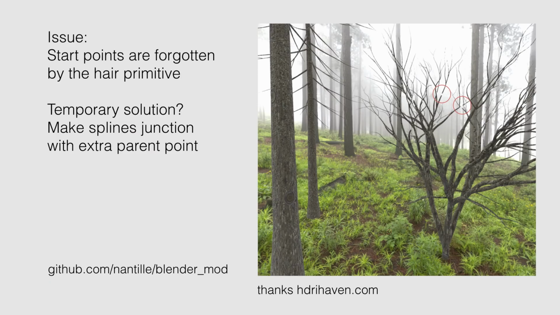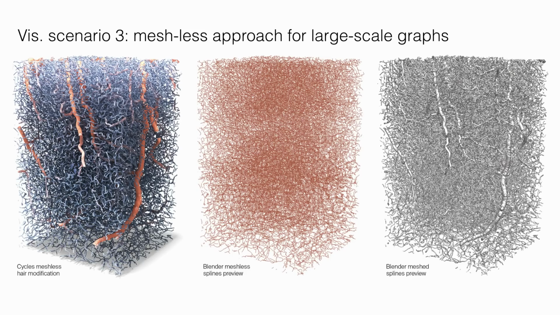I have to show that it's not perfect. When you give splines to Cycles and render them as hair, some bits are missing at the start. You can, again, find the solution by adding points so that they merge with the previous branches. That's what it got to when I tried that with a vasculature data set. And I said, well, it doesn't cost much to try it.